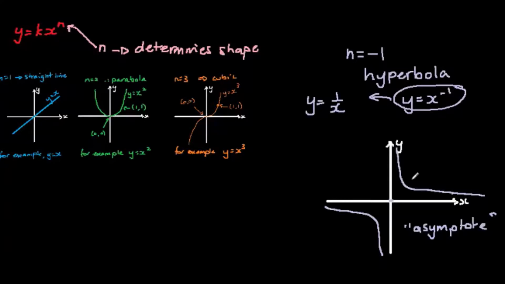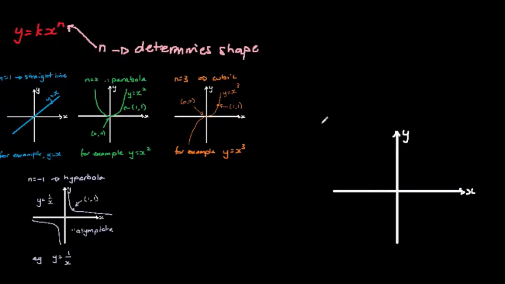And the other thing to keep in mind when we're dealing with a hyperbola, it doesn't pass through 0, 0, but my asymptotes cross at 0, 0. But again, if it's y equals 1 over x, then it will pass through the point 1, 1. So that's the graph of y equals 1 over x, or when n equals negative 1.